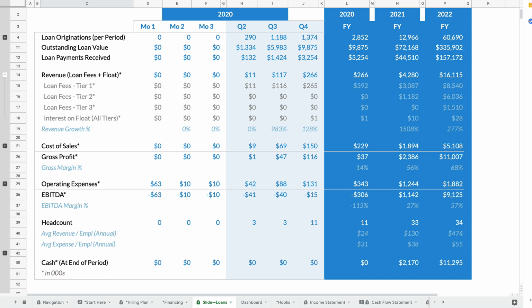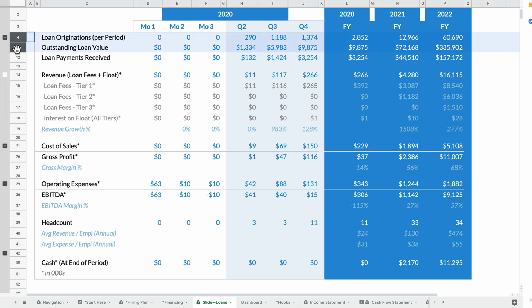This is Mike Lingle from Rocket Pro Forma, and today we're going to evaluate peer-to-peer loan financial projections. I just helped a company put these together. It's actually a pretty cool little model with peer-to-peer lending.